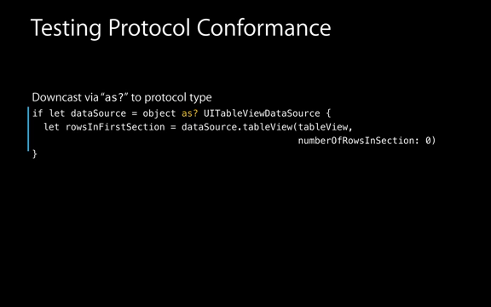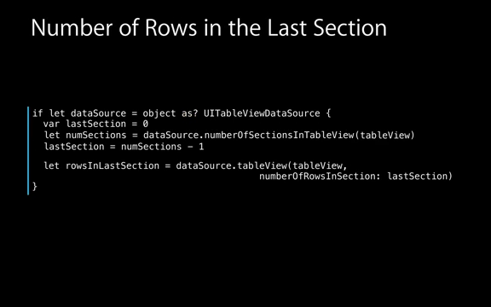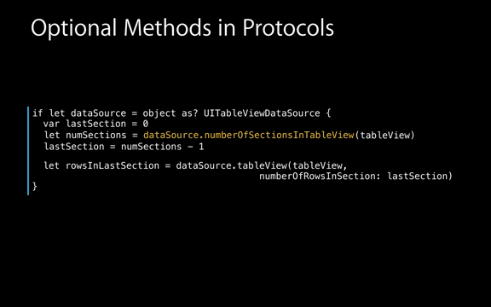Let's make our example a little bit more interesting. Let's compute the number of rows in the last section. So here we need to compute the number of sections that exist in the table view, subtract 1 off of it, and then we can ask for the number of rows in that section. Now there's a problem with this code. And the problem is that number of sections in table view, as you might remember, is an optional method. It might not be there at runtime.